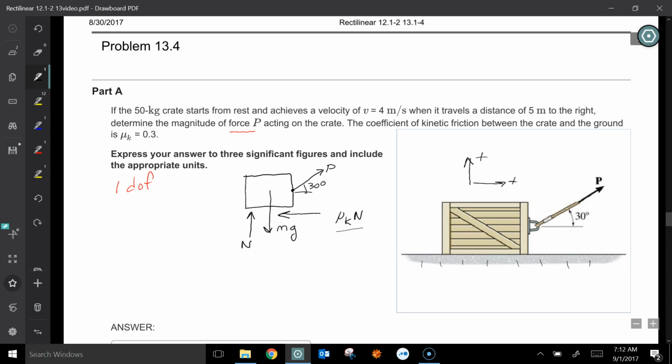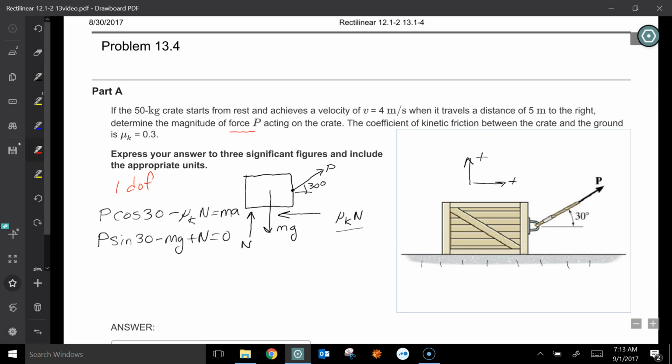So horizontally, the forces are, okay, to cut down on time, I've gone ahead and written these. The forces in the x direction, there's positive P cosine 30, which is the force of the rope, and the rope is pulling to the right, that's why it's a positive number. The friction is pointed to the left, so it's negative.